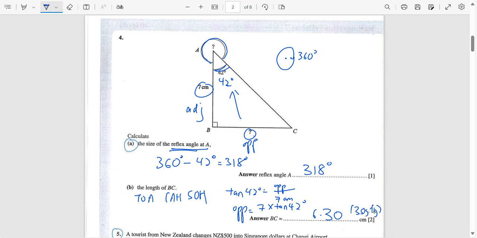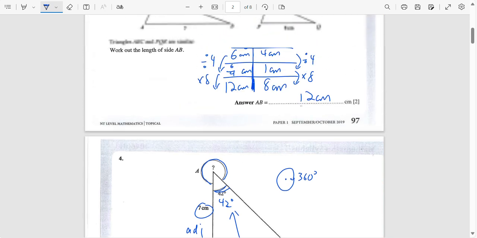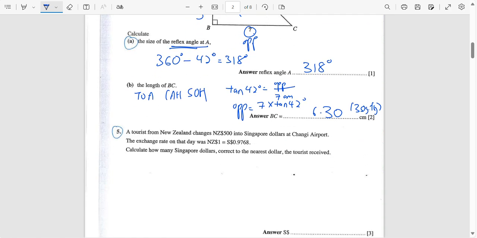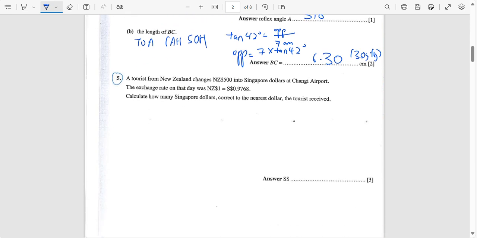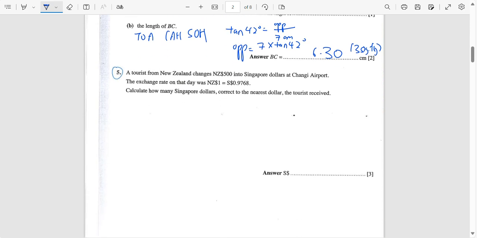Okay, if the answer is not exact, round off to 3 significant figures. Okay, the trigonometry is a bit too difficult for some of you, so make sure you can at least find the reflex angle, right? Okay, let's look at question 5.